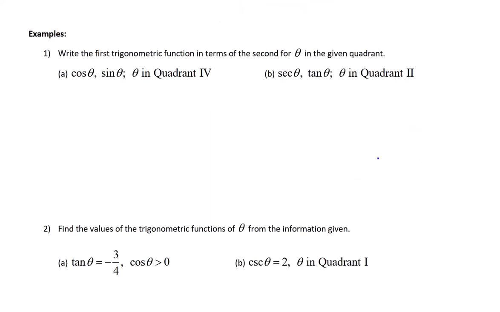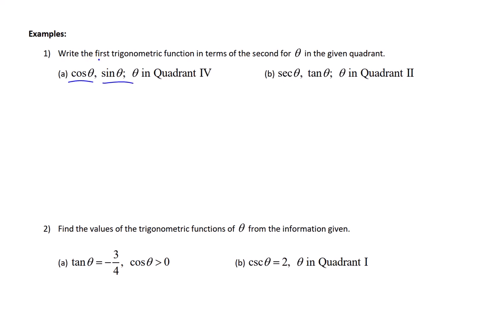Okay, well, let's spend a little bit of time going through some examples that will use some of these ideas here. Our first example says this: write the first trigonometric function in terms of the second for theta in the given quadrant. All right, and then we're given more information. So we'll do a couple of these. The first one being this: they give us cosine theta and then sine theta, and the order matters because of the instructions here.